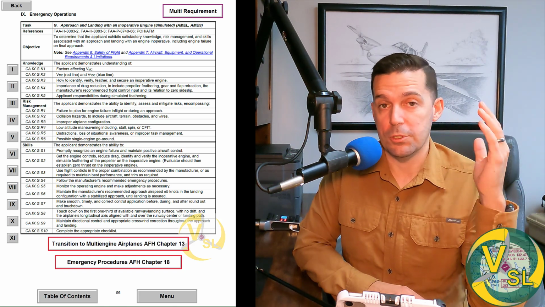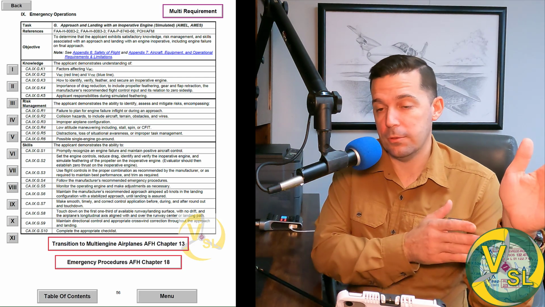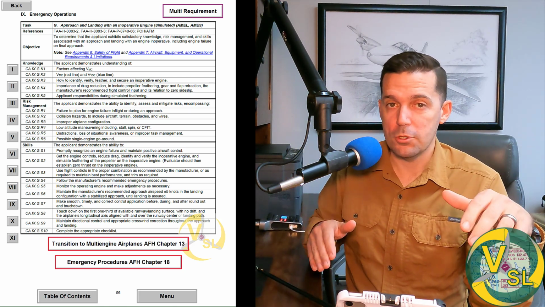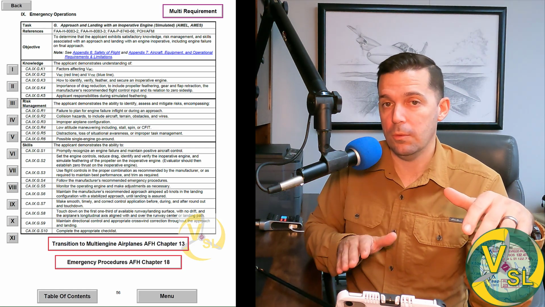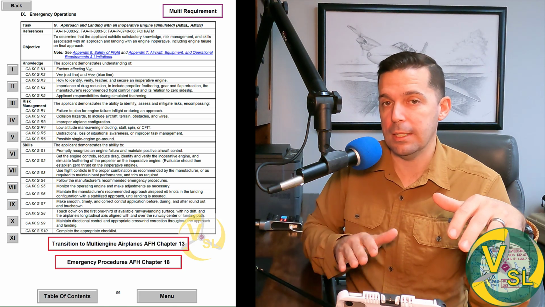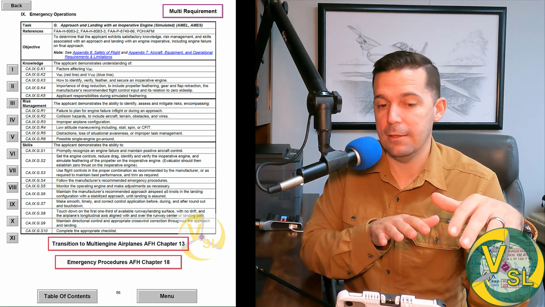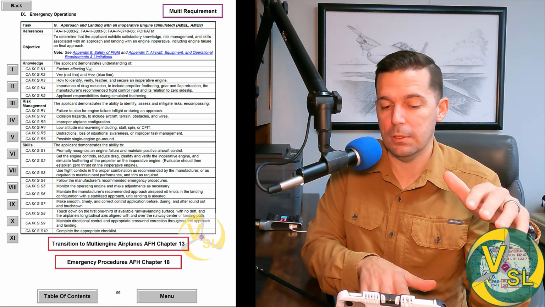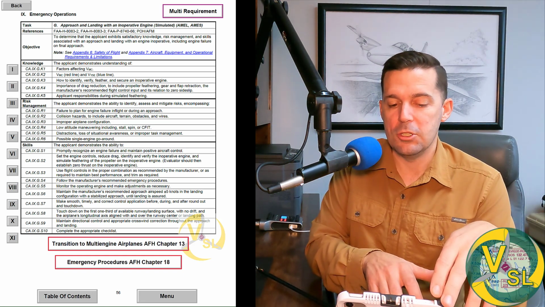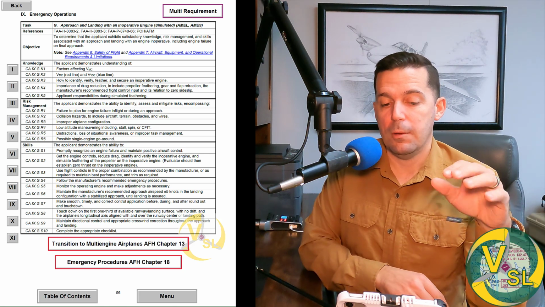So what we're doing is we're simulating an engine failure. You're going through the control, configure, identify, verify, feather, and you're flying that approach using only one engine all the way down to the landing. So we have to take this all the way from the approach all the way to landing. So this is a landing event, our approach and landing with one engine inoperative. So that is Task G. That's the last one of Area of Operation 9.